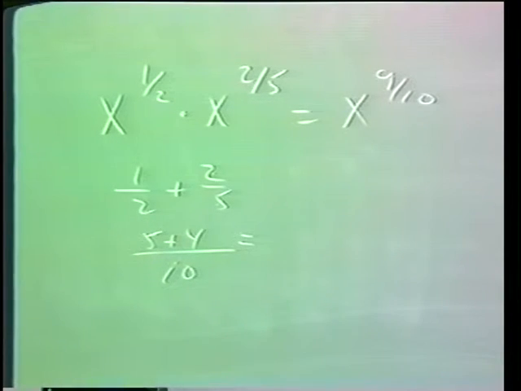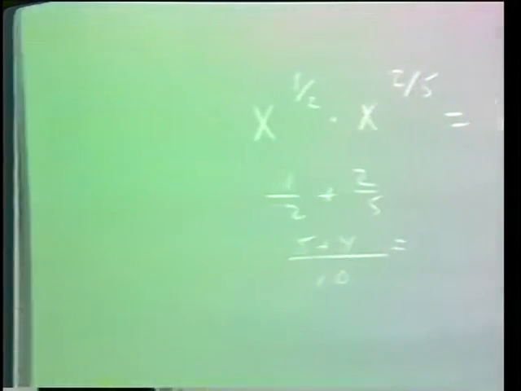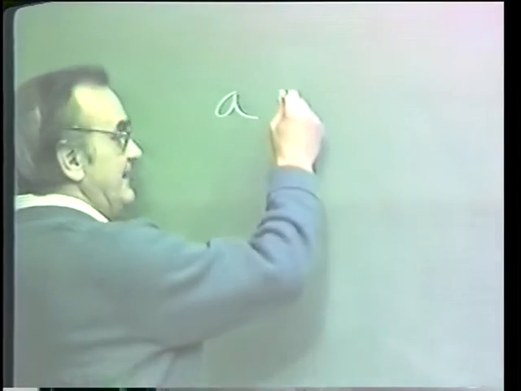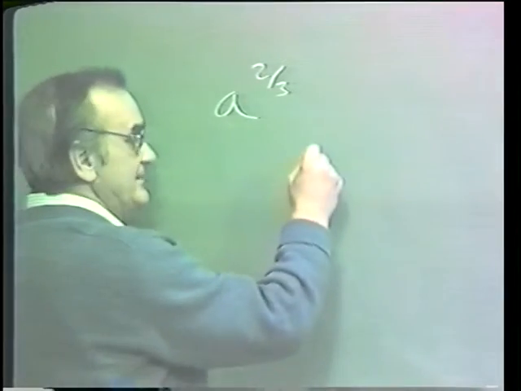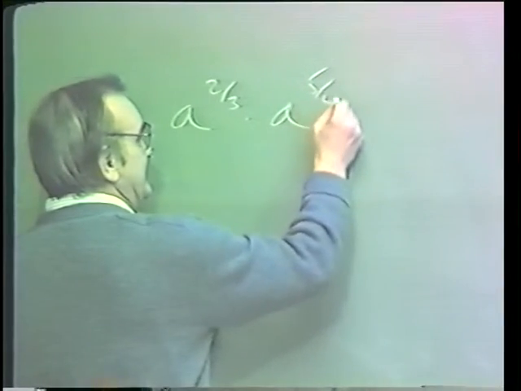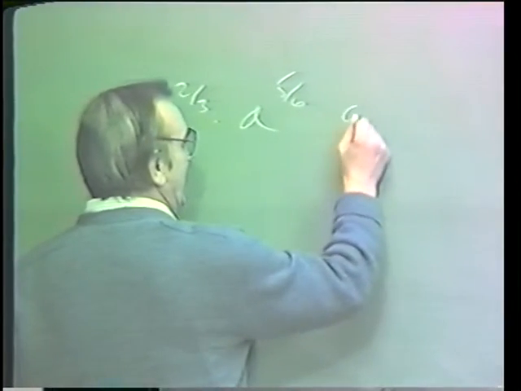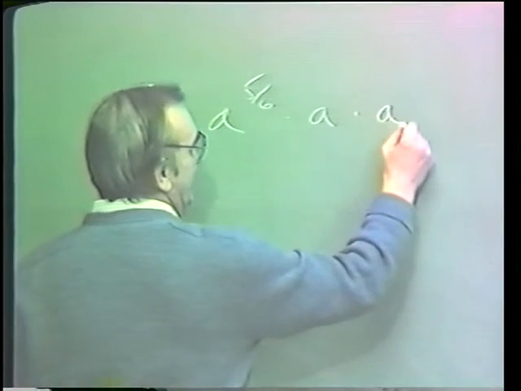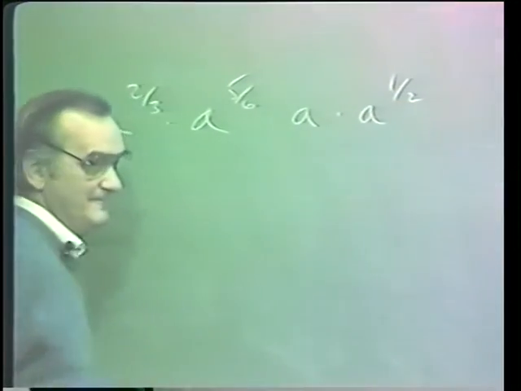Let's try another one, now that you know what to do. Let's suppose we have a to the 2/3. Well, let's make it a rough one. A to the 5/6 times a to the 1/2.